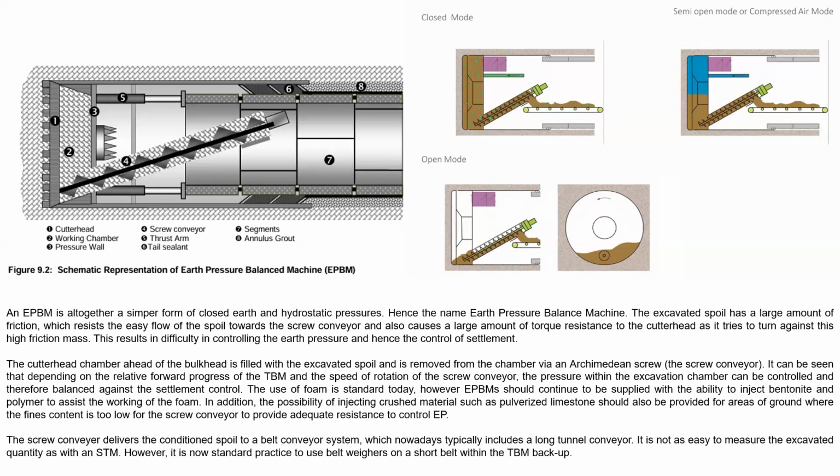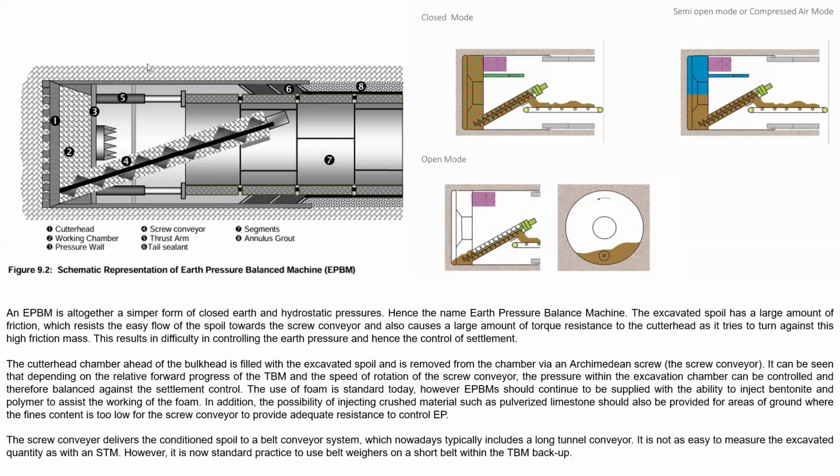And the rest of the parts are almost similar. So when you are working in an open mode, a closed mode, or a hybrid mode, basically the screw conveyor part is changed. So you can see here the open mode, the closed mode and the semi-open mode. Basically we are just changing the operation of the screw conveyor.